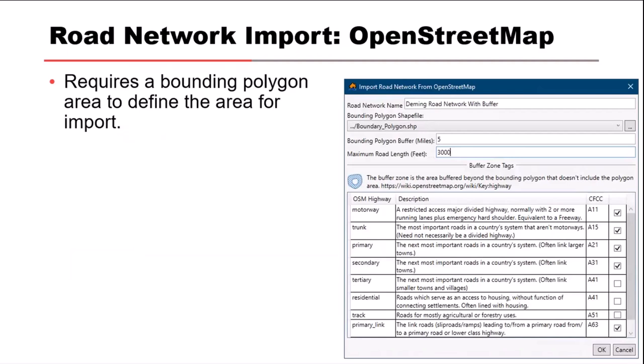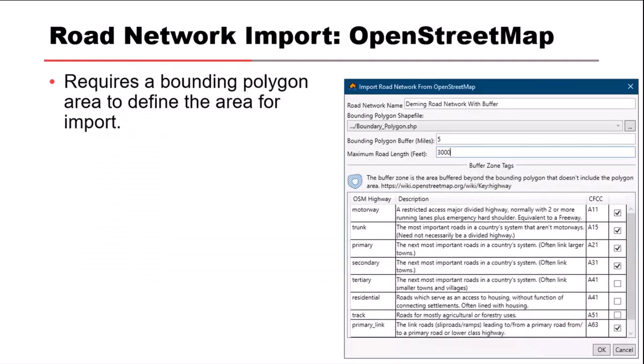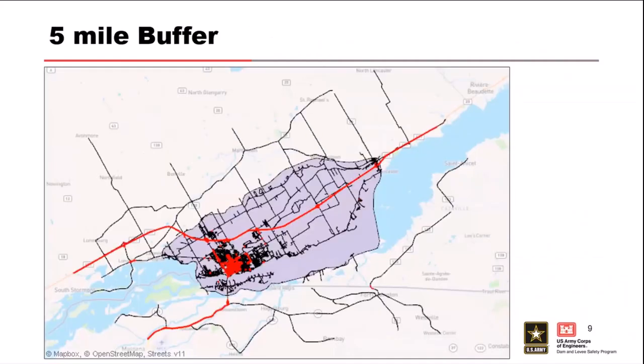No, you would not use motorway, trunk, primary. You would have to follow the CFCC codes, and I'll talk about those in a little bit. Traffic simulation model, because it can allow for traffic to be building up beyond your inundation area, which can then extend into your inundation area.